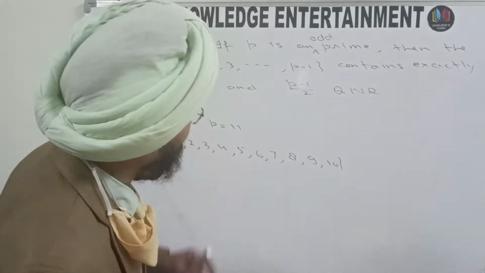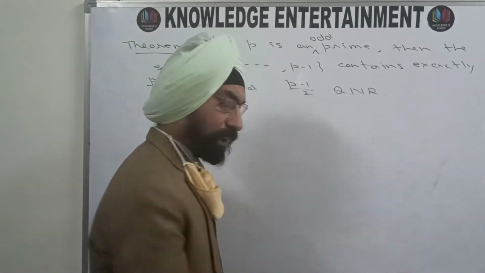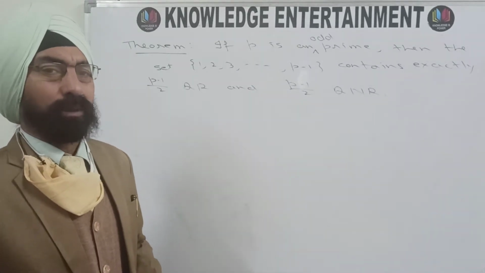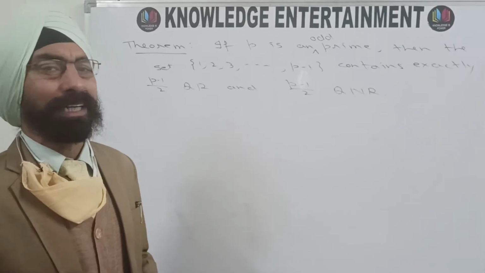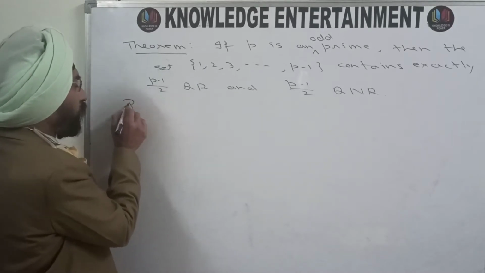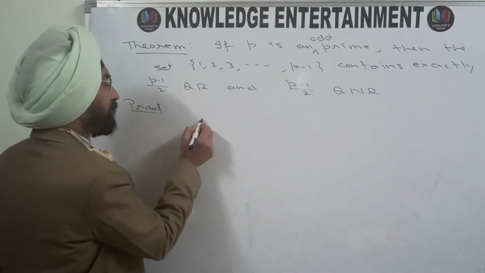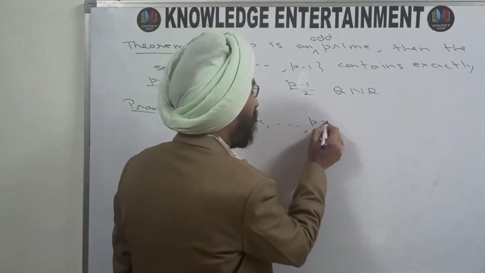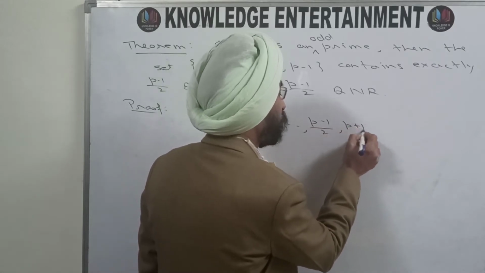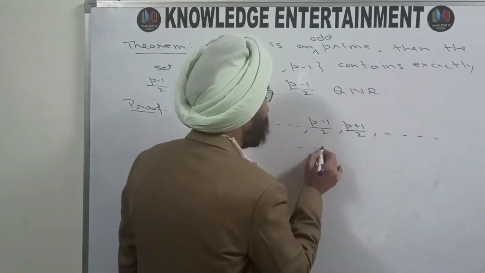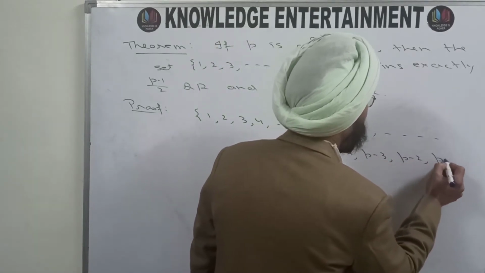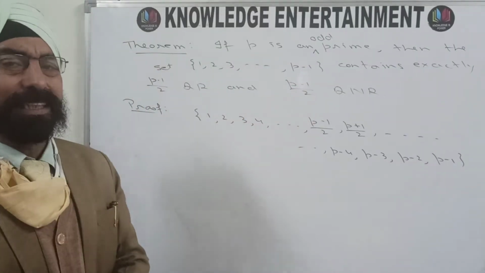or two theorems. But let us see first how to prove this theorem, that the set 1, 2, 3 up to P minus 1 contains exactly P minus 1 by 2 quadratic residues and exactly P minus 1 by 2 quadratic non-residues. For the proof I am going to start with this set 1, 2, 3 and so on. In the middle you will get P minus 1 by 2 and P plus 1 by 2. And in the end, the numbers will be P minus 4, P minus 3, P minus 2, P minus 1. This set can be written like this.